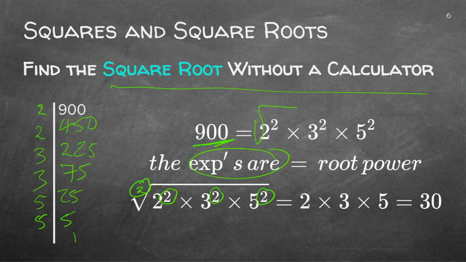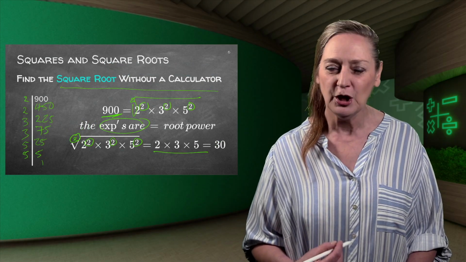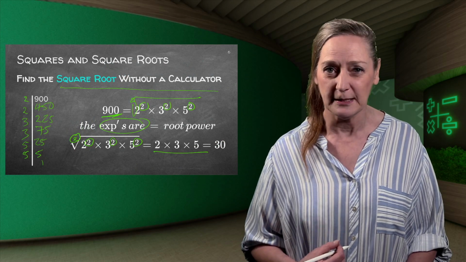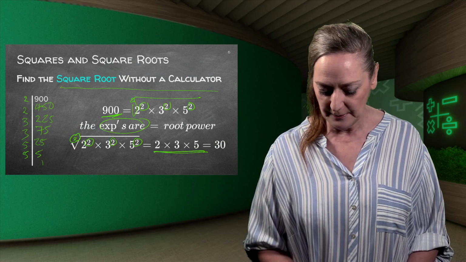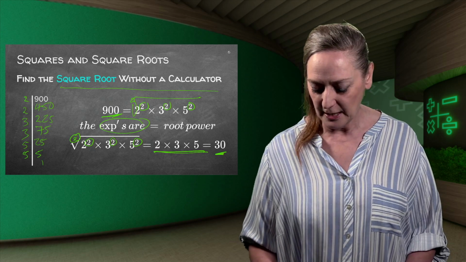I want the square root of that. The root power and the exponents are the same. So this answer, the square root of 900, calculating it without a calculator, you have to show all your steps. You just times the 3 bases with each other and you get the answer.